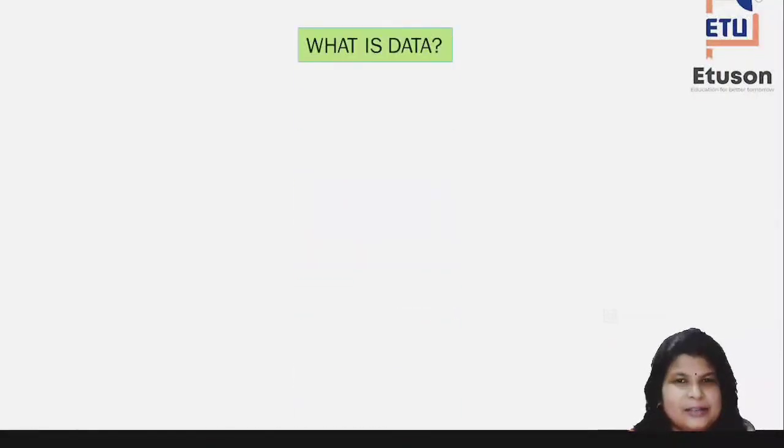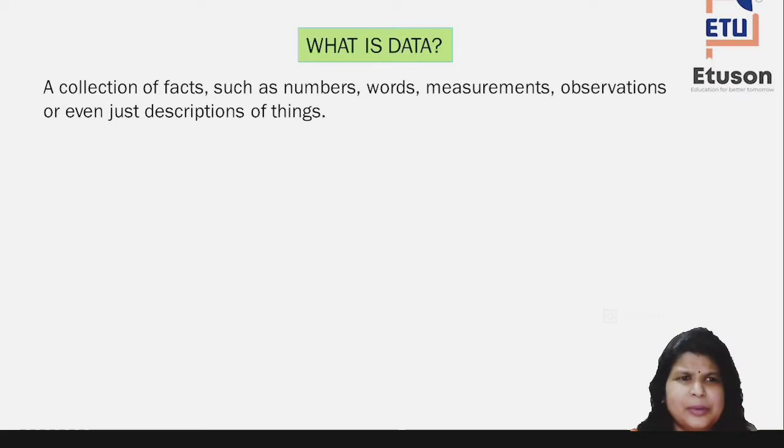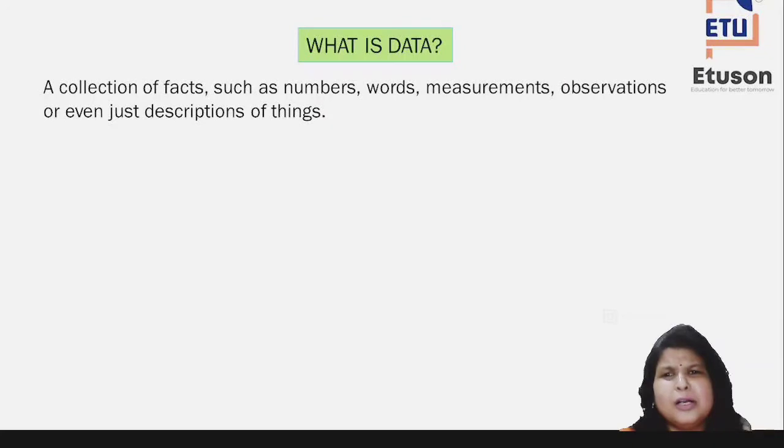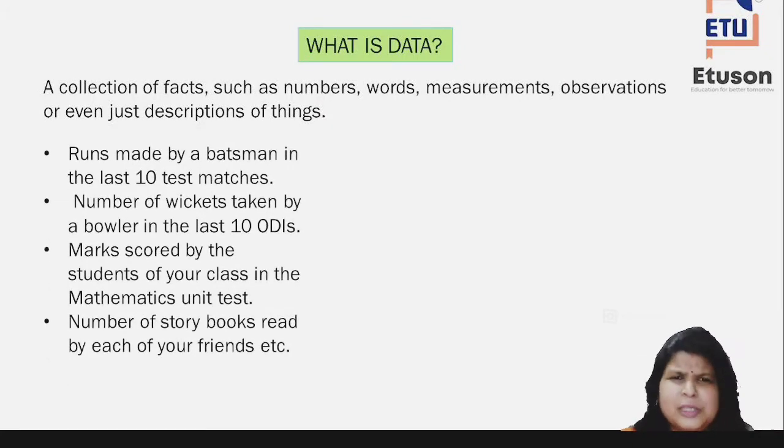So first we need to understand what is data. Data is nothing but a collection of facts such as numbers, words, measurements, observations, or even just description of things. So it is just a raw form, just collecting some value, that is data. It may be in form of a number, word, measurement, observation, etc. Correct or not?